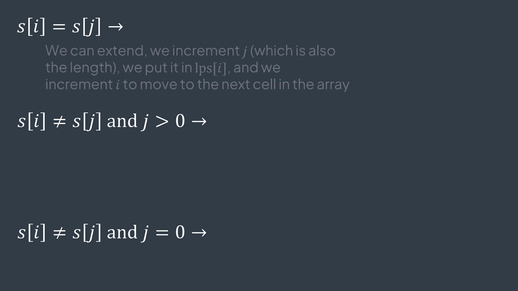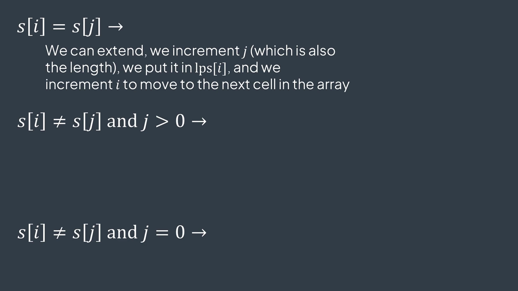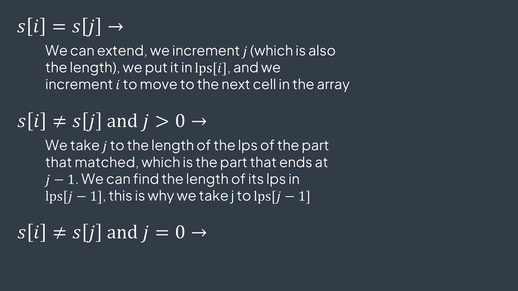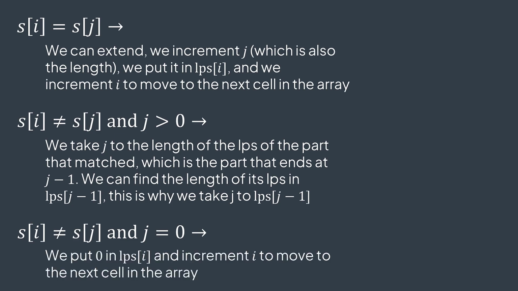When they match, we can extend, we increment j, which is also the length, we put it in LPS of i, and we increment i to move to the next cell in the array. When they don't match and j is greater than 0, we take j to the length of the LPS of the path that matched. And when they don't match and j is equal to 0, we just put 0 in LPS of i and increment i to start again from the next position. Because the LPS is the empty string, there is no other choice.